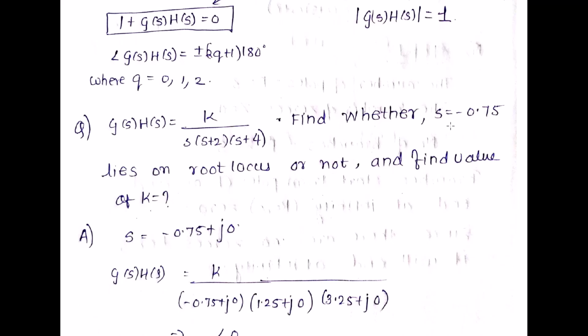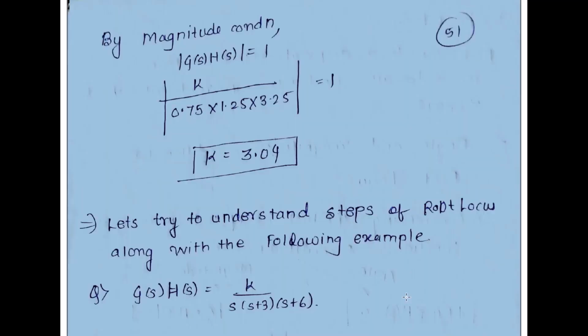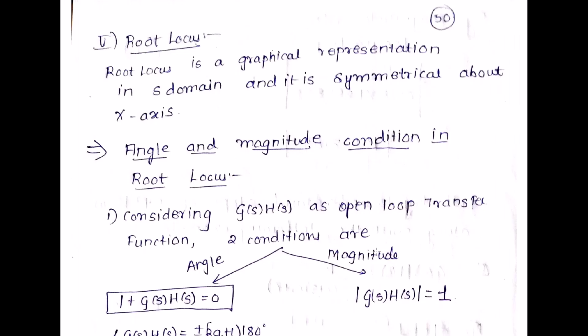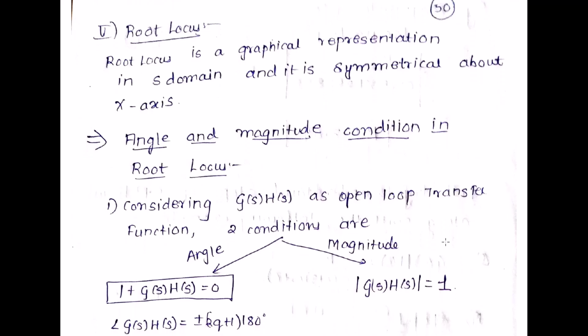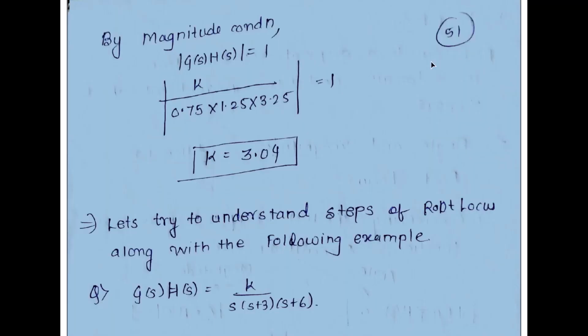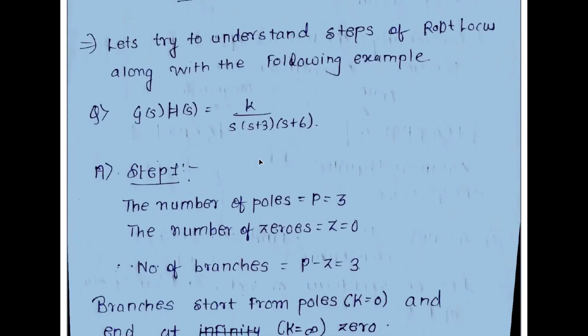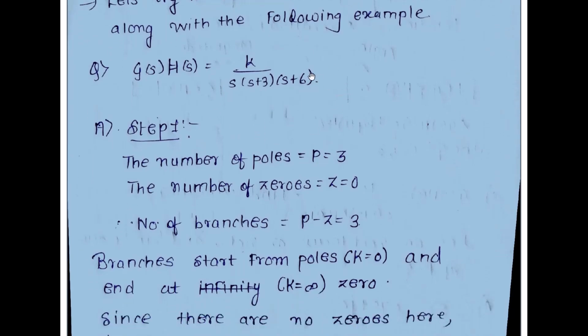So I just put this value of s over here and I found out that it was having an odd multiple of 180 degrees, and hence it exists on the root locus. And to find out the value of K, which is given in the question, I'll take the magnitude equal to 1 and try to find out the value of K. Then a question was given to me wherein I had to find out the root locus.